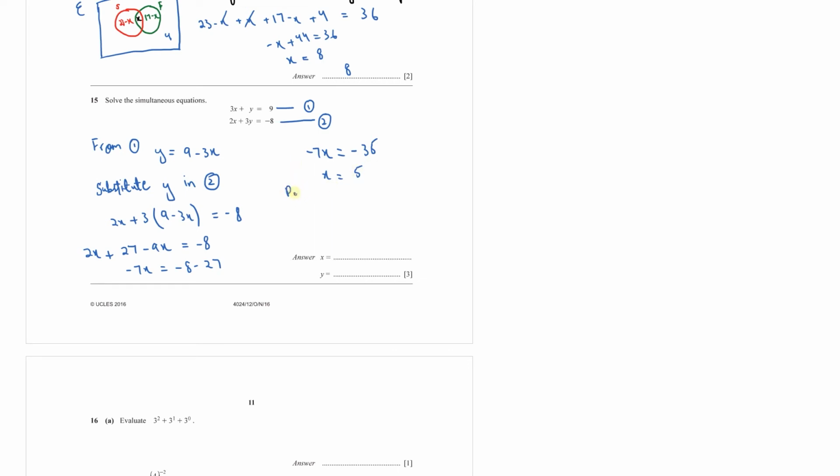And then let me call this 3. Put x in 3 here, so you get y equals 9 minus 3 times x. X is 5. So you get 9 minus 15, which is equal to negative 6. So your x value is 5, and your y value is negative 6.